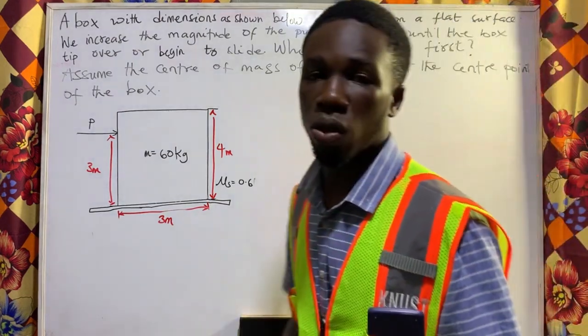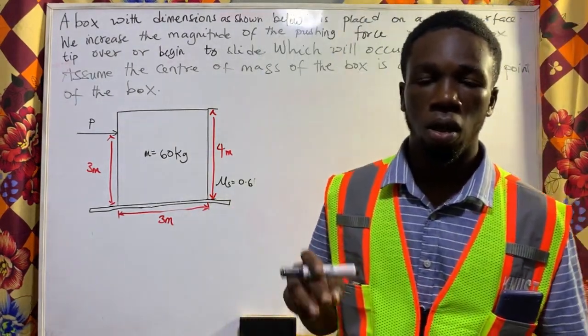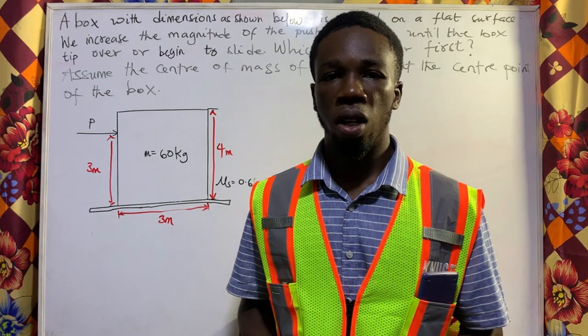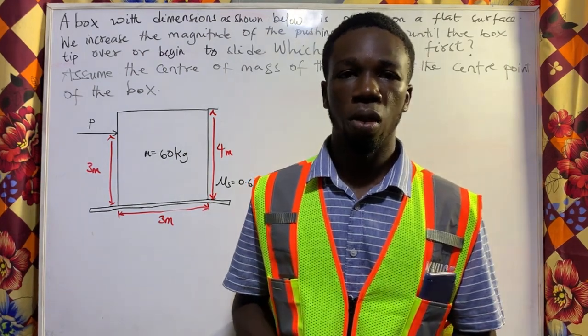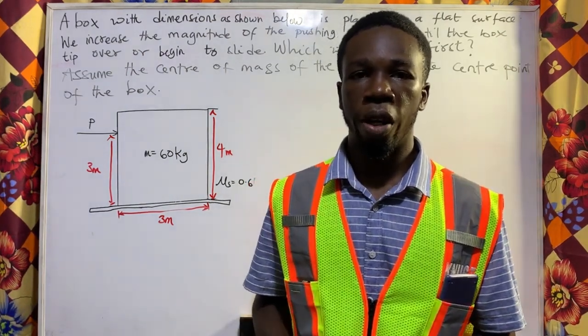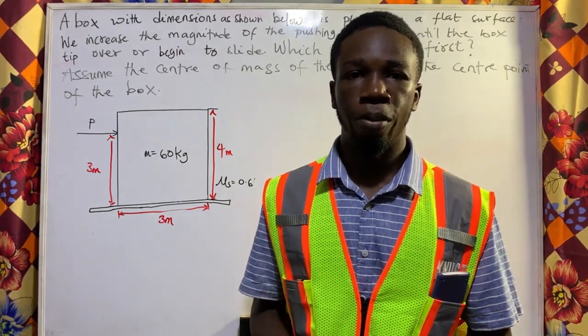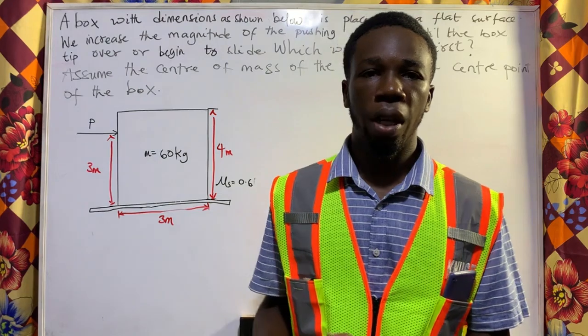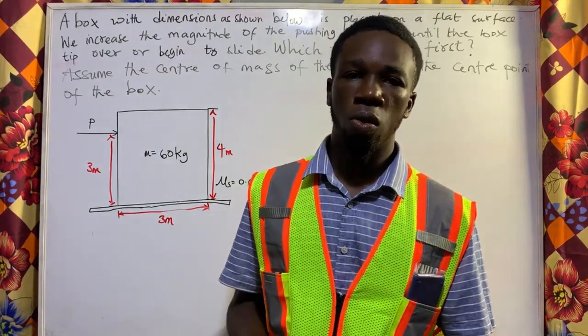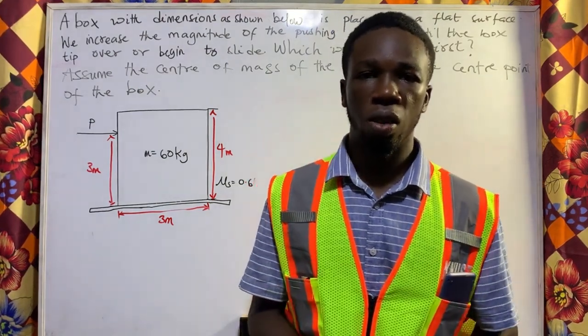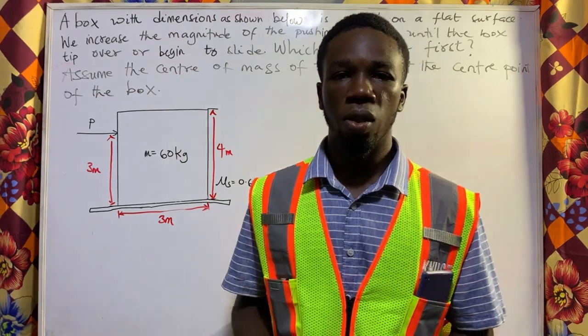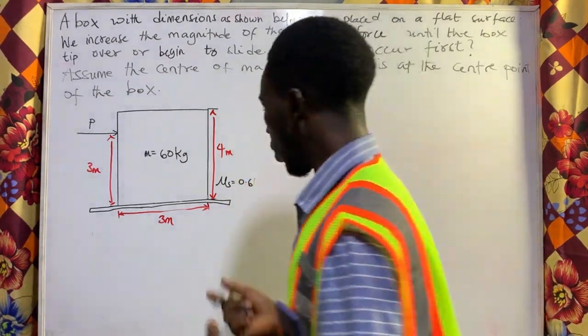To determine which of these two cases will occur first, you are going to calculate the minimum force required for sliding to occur, and then you also calculate the minimum force required for tipping to occur. Then you compare these two values. The smaller value will tell us which of the two cases will occur first. So let's look at how you are going to do that.